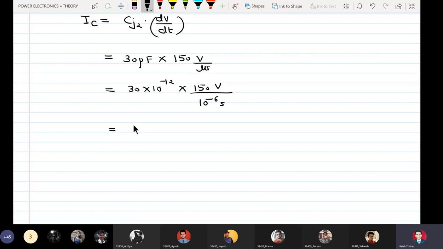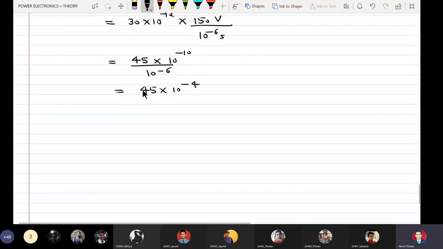which is equal to 45 into 10 raised to minus 10. So 30 times 15 is 450, and we have taken two zeros as 10 power 2, 10 power minus 10 upon 10 raised to minus 6, which is equal to 45 into 10 raised to minus 4, which is equal to 4.5 into 10 raised to minus 3. Answer is 4.5 milliamperes.